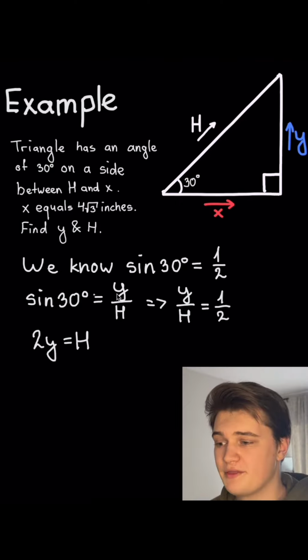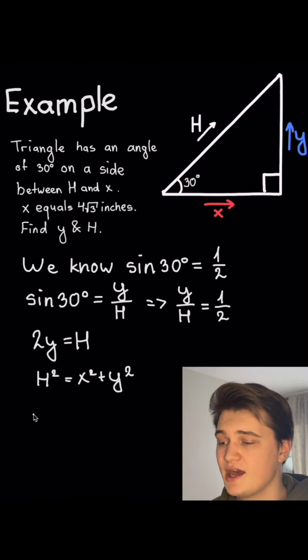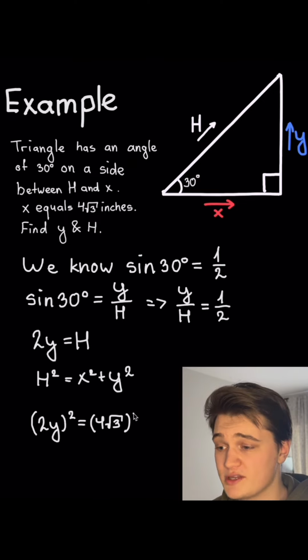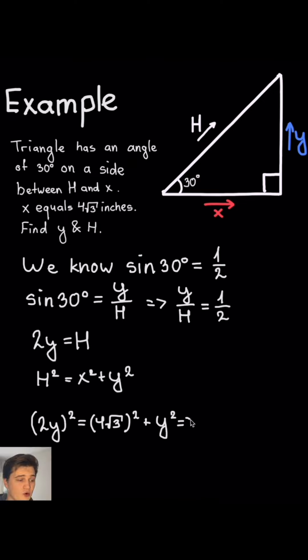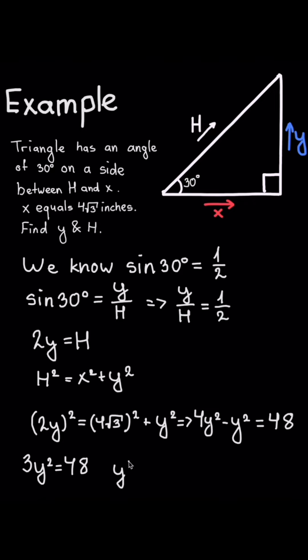Therefore, we can apply the Pythagorean theorem. We know that h equals 2y, so we can substitute h with 2y. It's going to be (2y) squared equals (4 square root 3) squared plus y squared. We can move y squared to the other side. It's going to be 4y squared minus y squared equals 48. And we can divide both sides by 3. It is going to be y squared equals 16. And it means that y equals 4.